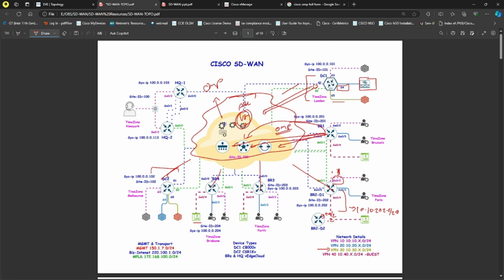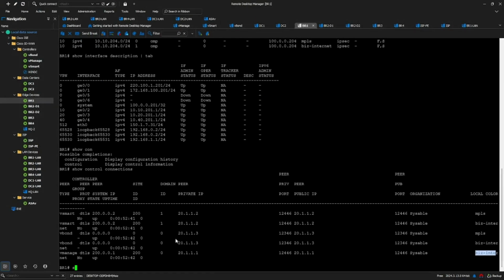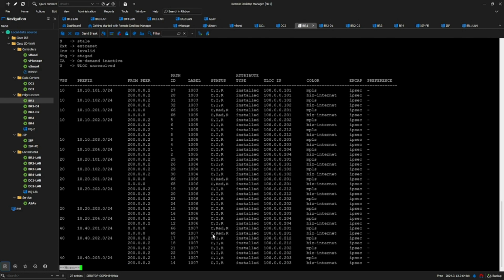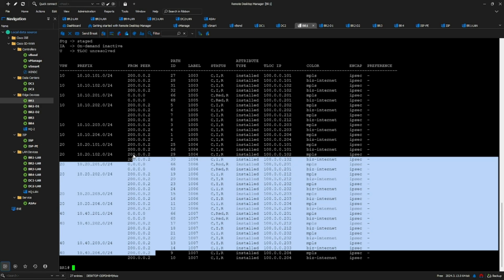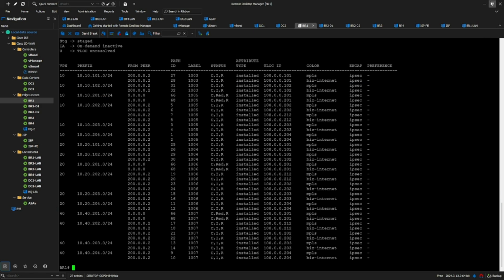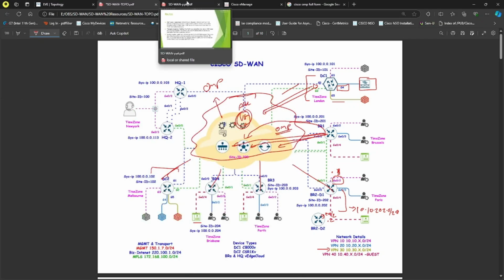How do we check the OMP routes? Let's go back to the branch, and if I run show omp routes in a tabular form, I should get all the routes received from the different VPNs: VPN 10, 20, and 40. I should see all the routes. Those are the OMP routes.